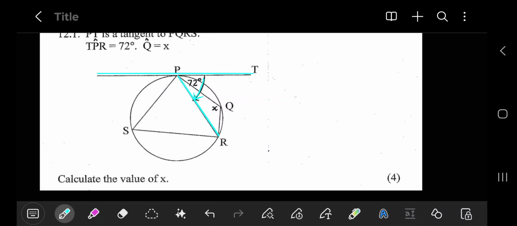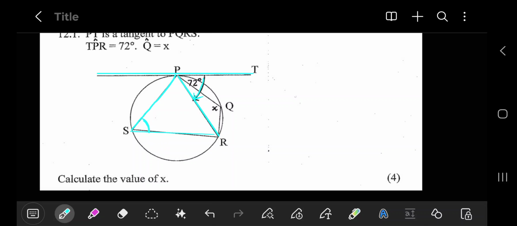But just in case you are not sure how tan chord works, and this is something that you need to know because tan chord is extremely important in grade 11. So here is what the tan chord theorem states. It says the angle between a tangent and a chord at its point of contact is equal to the angle subtended by the chord on the circumference of the circle.